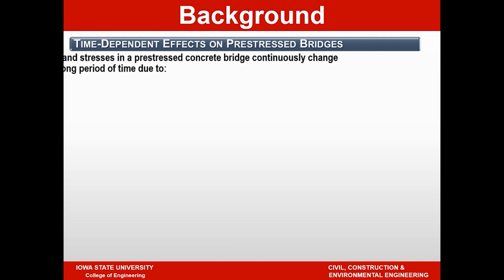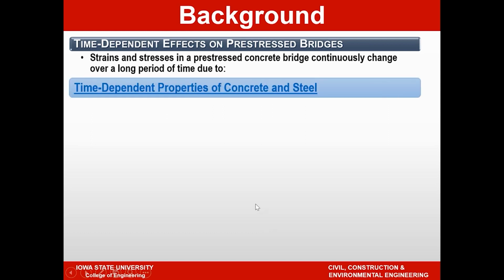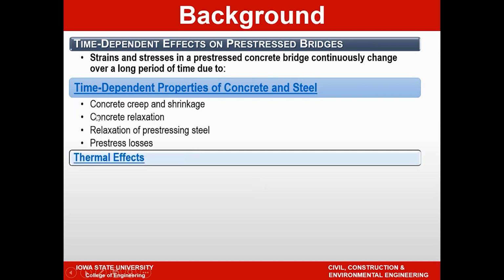The time-dependent effects on pre-stressed bridges are the focus here. Once you build a structure like this with pre-stressing, the strains and stresses in a pre-stressed concrete bridge will continuously change over a long time. The causes of those changes are time-dependent properties of concrete as well as steel, in this case, the steel reinforcement or the pre-stressing tendon. So typically you will have creep and shrinkage behavior in concrete that will affect the stresses and strains. Often the reversal of the creep is referred to as relaxation, but they are two different things.